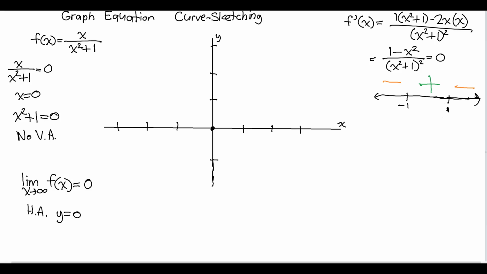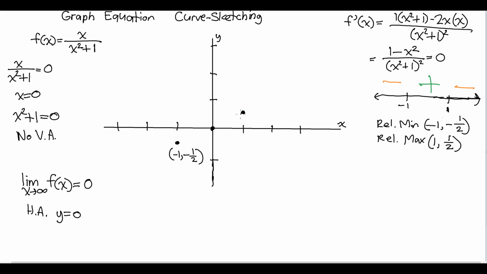So we have extrema at negative 1 and 1. Negative 1 will be a relative minimum. If we find f of negative 1, we get negative 1 over 1, because 1 is negative 1 squared, plus 1. So negative 1/2. So let's place that there. So this is one of our points. And our relative max will be (1, 1/2). Okay?